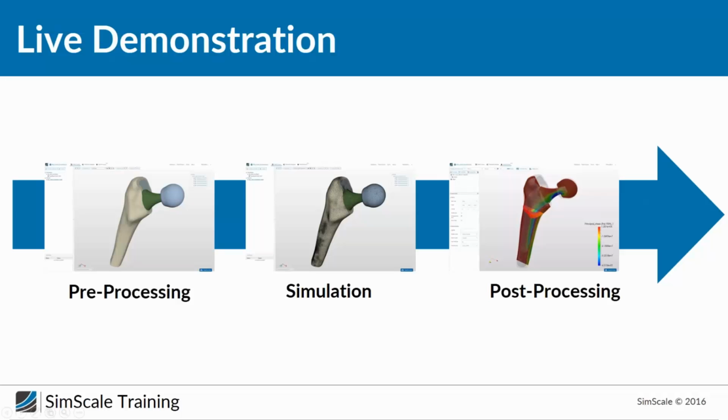And after you've minimized your model, the next process, which is also part of pre-processing, is the so-called meshing, which you can see here. What basically happens is you're dividing your existing model into a lot of small cells.